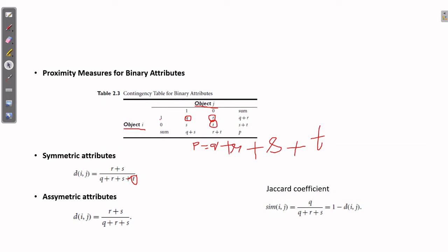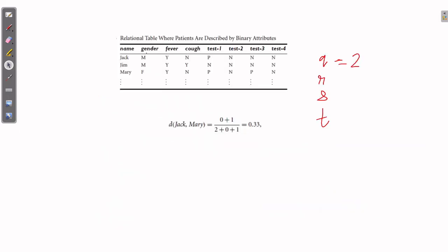R represents the first object being 1 and the second object being 0. So this is not the case. The first object has to be 1. In this case, this is 1, but this is also 1, so that cannot be considered. This is not 1. None of those. So R is equal to 0.